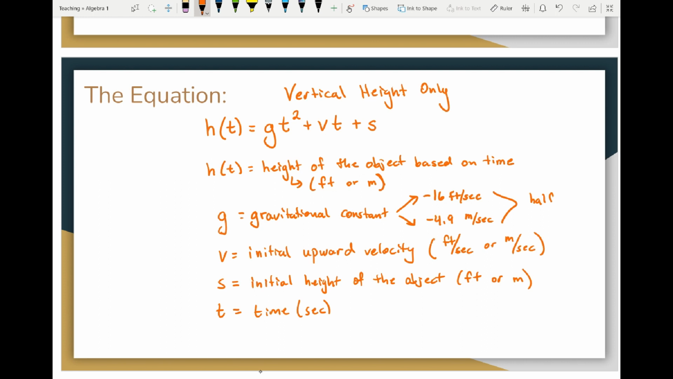And these are just basically half of the force of gravity based on Earth, right? So these are based on half of the force of gravity. Okay, that's what those are based on.